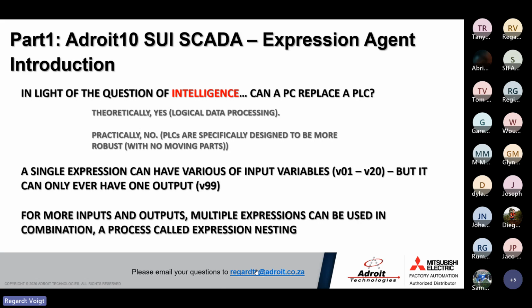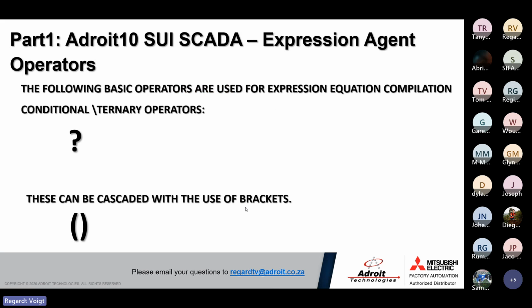So your expression agent in Adroit, you can have up to 20 input variables per expression. Okay, and each expression will have one output, which is your B99 output. If you need more, then you can, as mentioned, combine the expressions. You use another expression to link to the primary expression to expand your amount of inputs and outputs for nesting purposes. Okay, so let's look at the very basic operators that you will need to start compiling your own expressions in the plant.